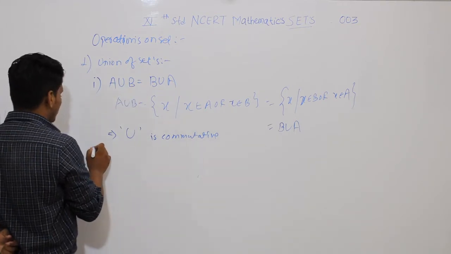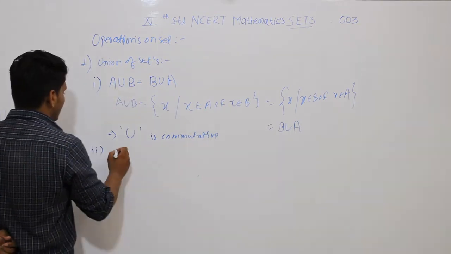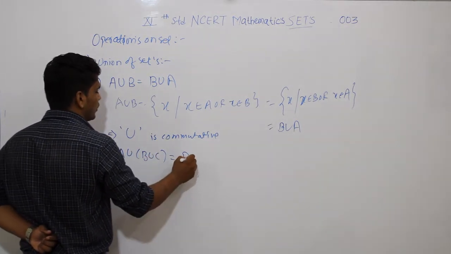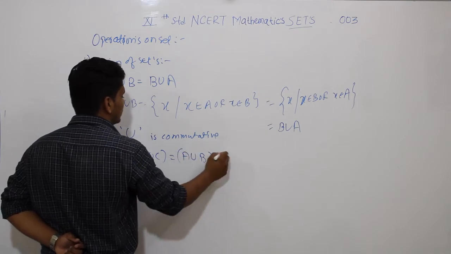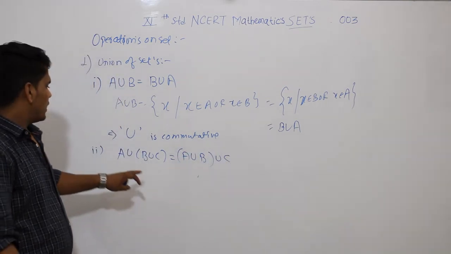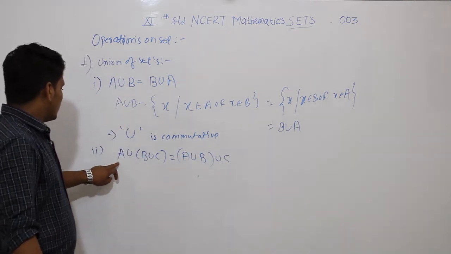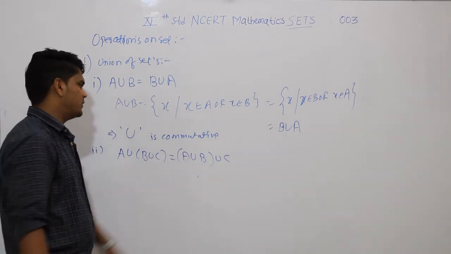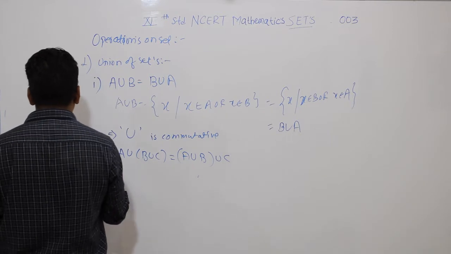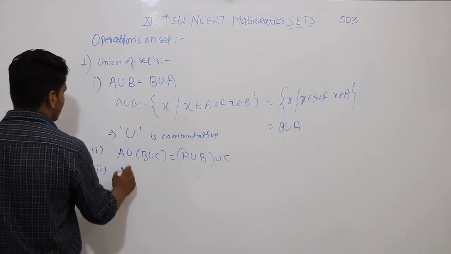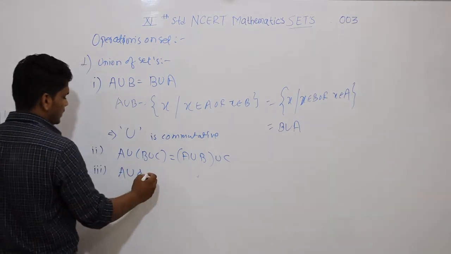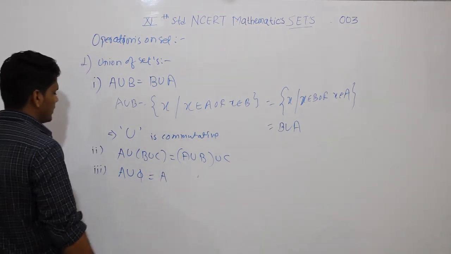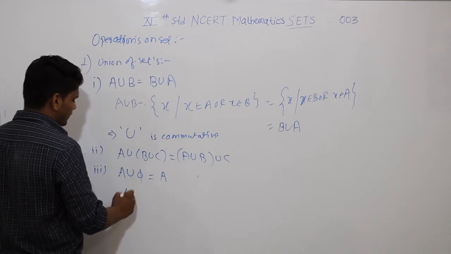Now, what is my second property? It tells A union B union C equals A union B union C, which you can verify. Means you can group A union B union C in either way. This is my second property. What is my third property? The third property says A union phi is equal to A. We will verify whether it is true or not.